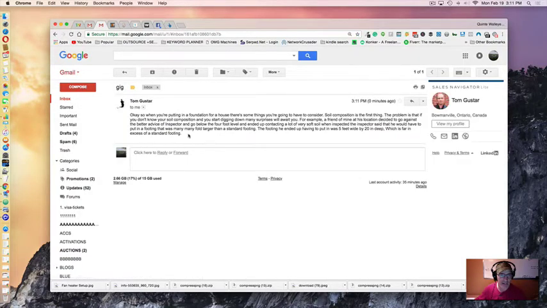So there it is, and as you can see, okay, so when you're putting in a footing and a foundation, there are some things you're going to have to consider, period. Soil composition is the first thing, period. The problem is that, as you can see, it's working fine. So now you just copy that out of there, and you have a pretty decent little article that you can throw into a blog and anything.